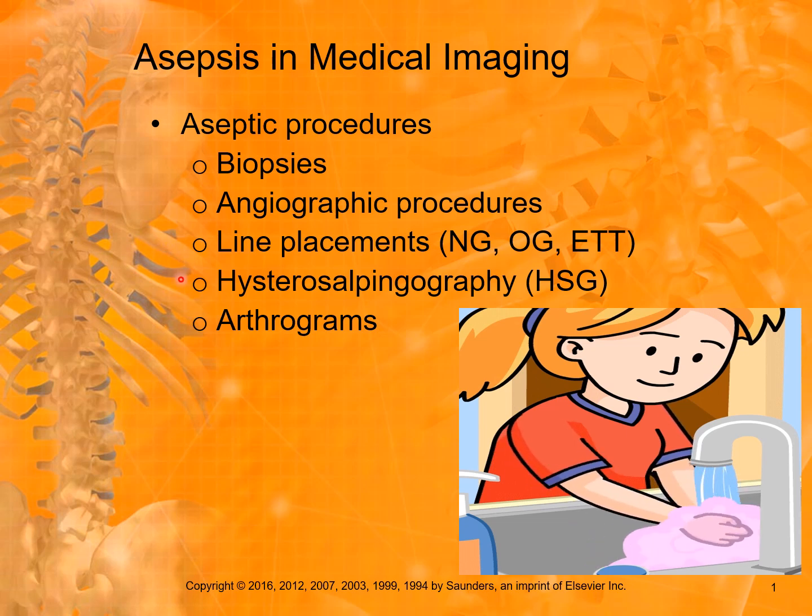HSGs, hysterosalpingograms, are to evaluate the uterus and the fallopian tubes. And then we have arthrograms. Arthrograms are to check the joints.